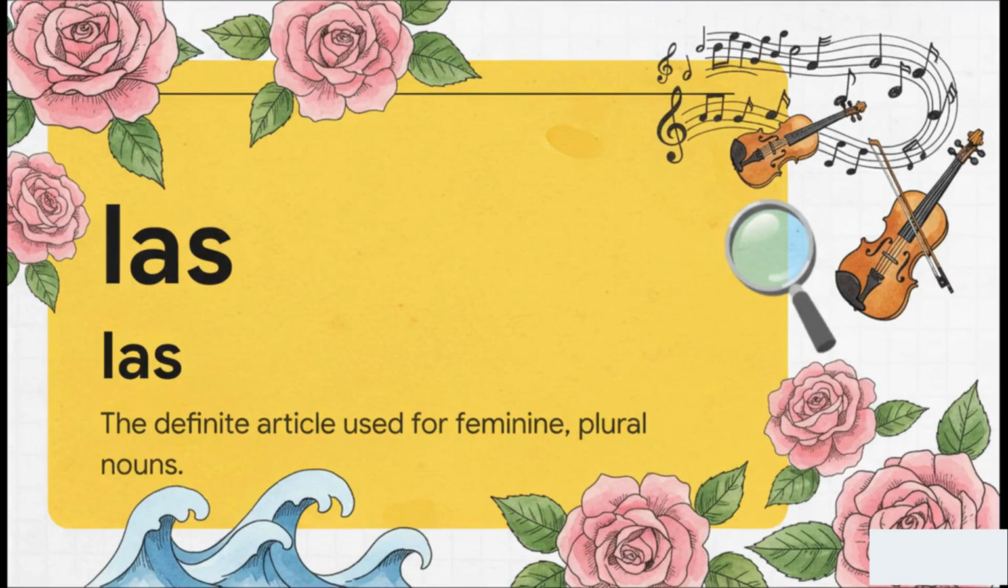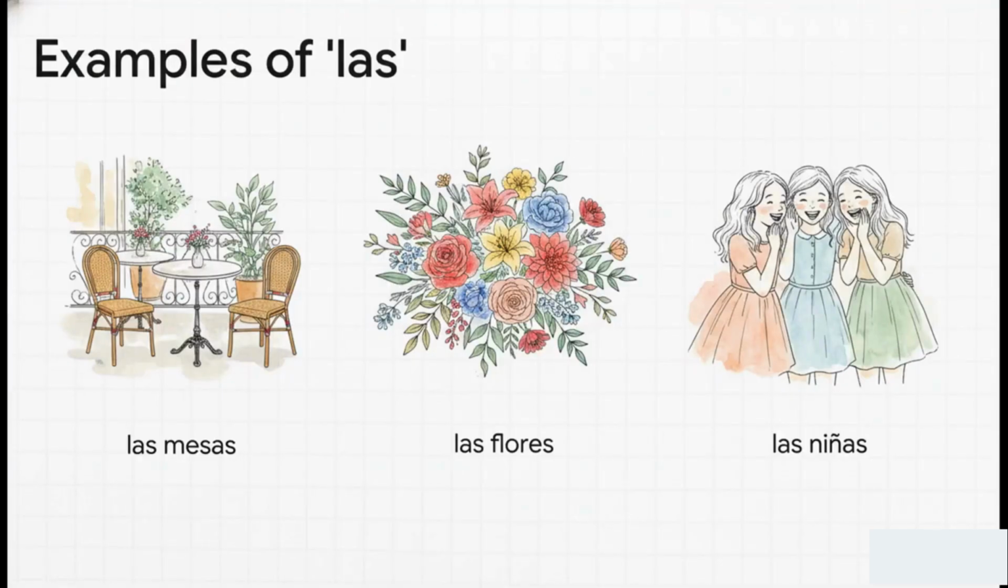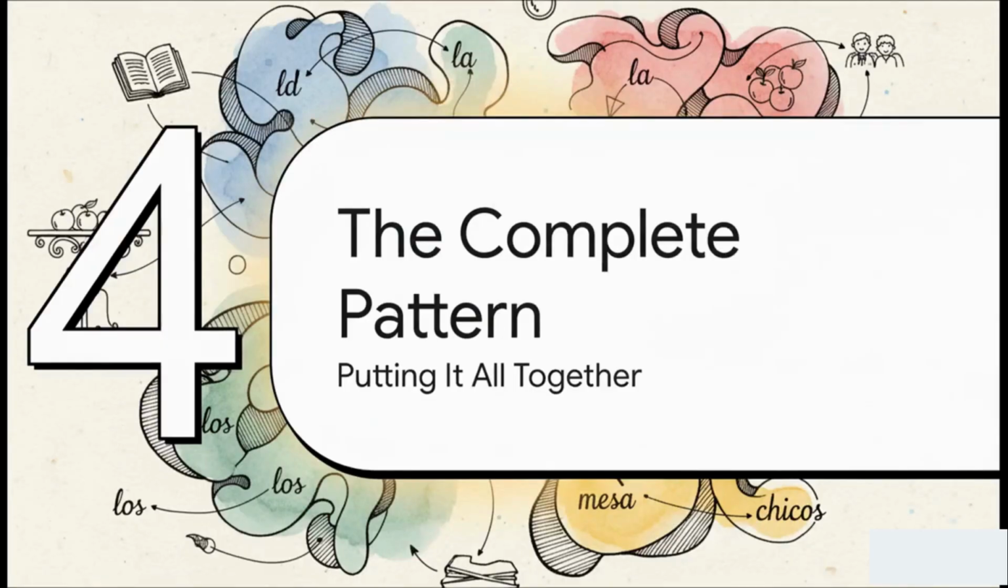And I bet you can guess this last one. If our singular la becomes plural, yep, you got it, it's las. This is our 4th and final article, and we use it for all things that are feminine and plural. So la mesa turns into las mesas, the tables. And you'd also say las flores for the flowers and las niñas for the girls. And just like that, you've met all 4 words for the.